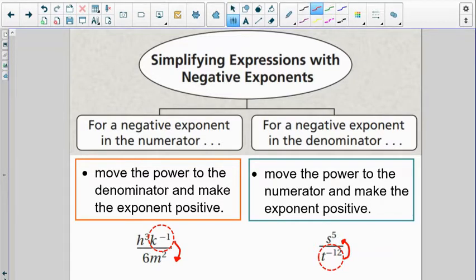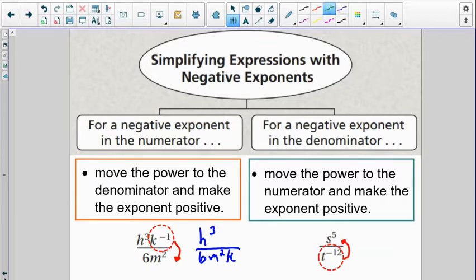So in each case, what we would end up with on the left-hand side, so if it's a positive exponent, we leave it where it's at. So h to the third power is going to stay there. The 6 stays there. The m squared stays in the denominator. But now this k to the negative 1 gets moved down to the denominator. And when we do that, we change it to be a positive 1 exponent. And anything to the first power is itself, so I don't need to put the 1 there.